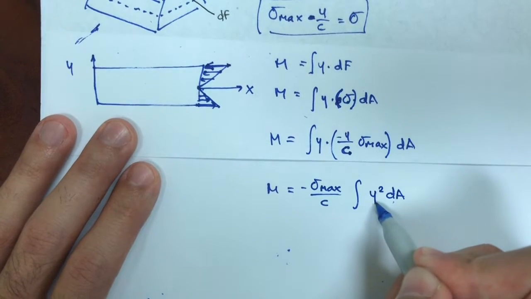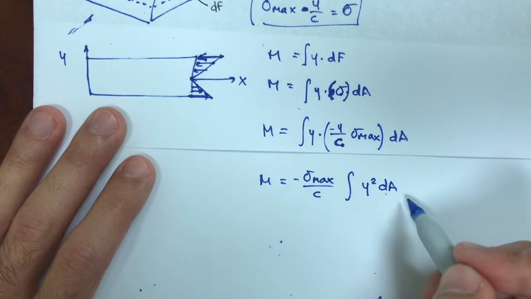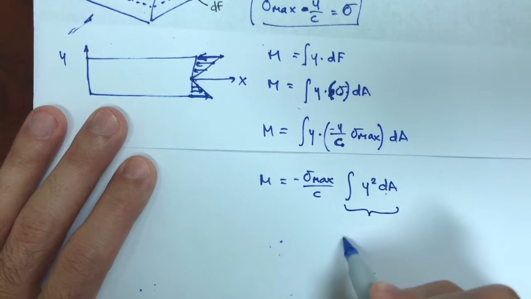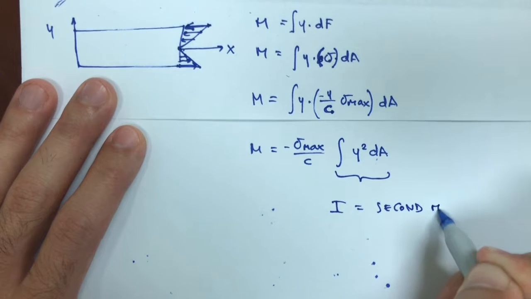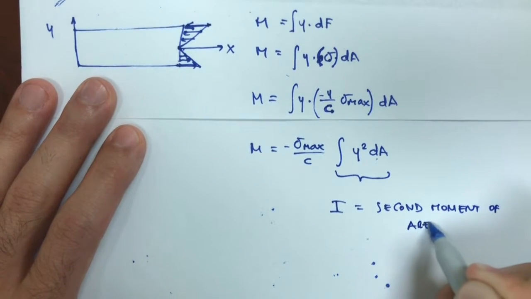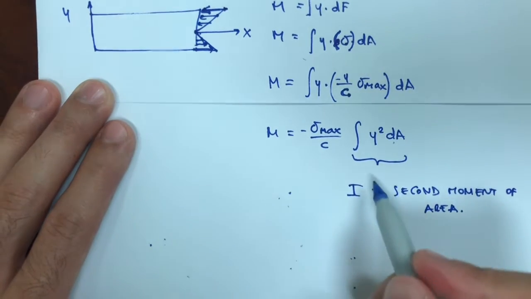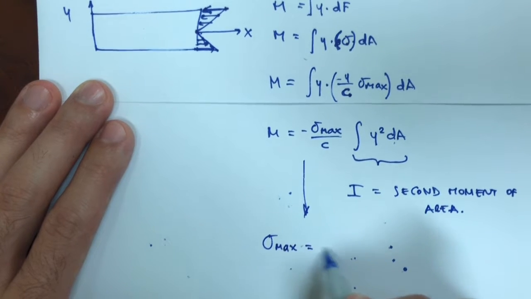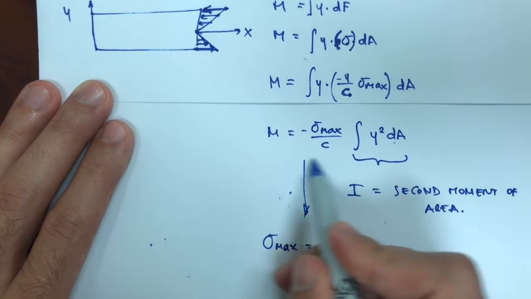And so this is in the normal coordinates, it's not radial, so I don't call it the polar second moment of area, but just the second moment of area. And if that's just called I, I can solve for my sigma max, which would be minus m times C divided by I.